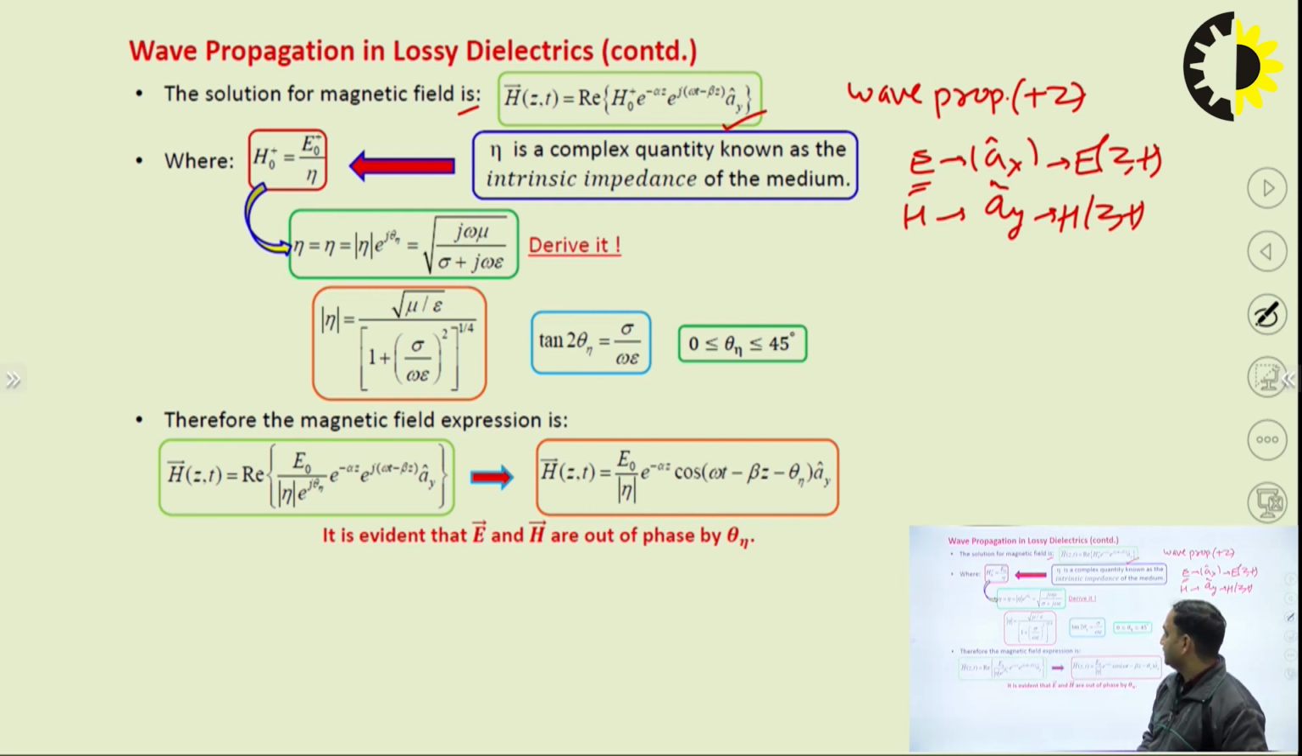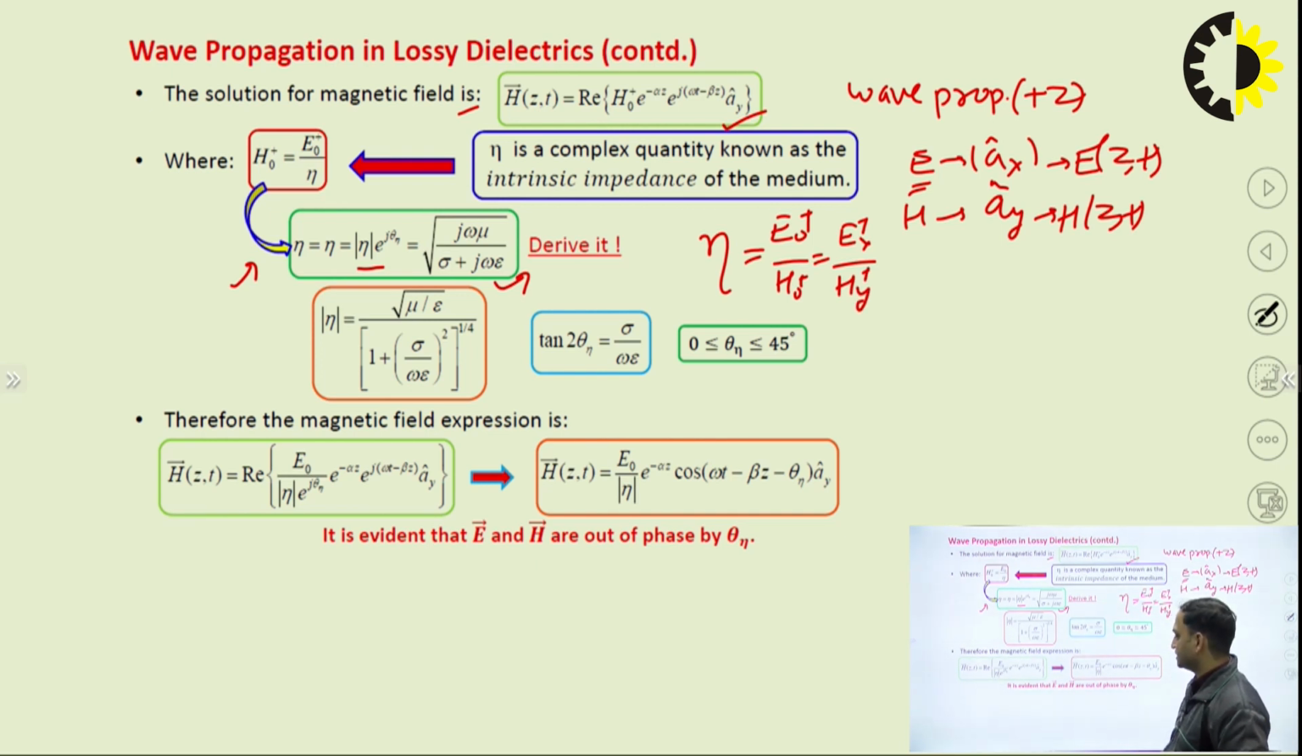This is the intrinsic impedance, which is complex in nature, a complex quantity, and it is given as eta equal to mod of eta e to the power j theta n. This equation will become j omega mu upon sigma plus j omega epsilon. You can try this expression, how we are getting it. The simple formula is eta equal to E naught plus upon H naught plus, or we can say the Ex component over the Hy component.